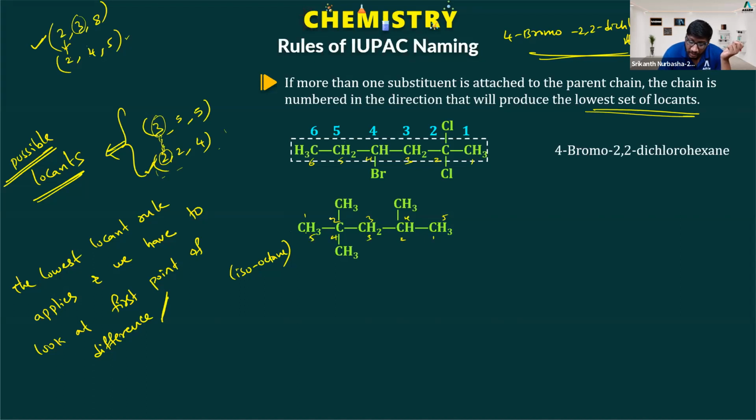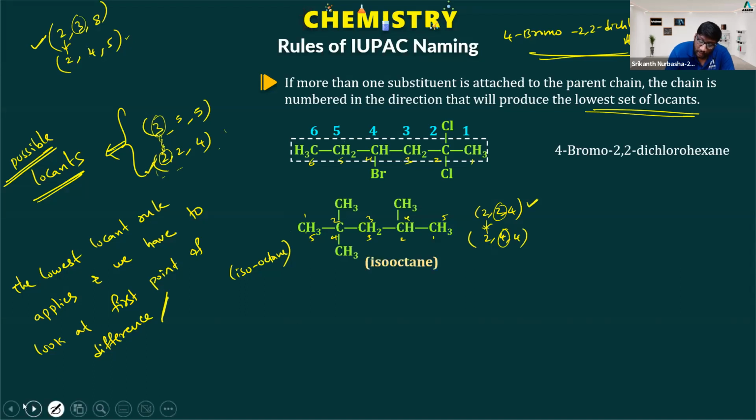If I give in the first fashion, I'm getting 2, 2, 4. In the second fashion, I'll get 2, 4, 4. 2 and 2 are the same, not the first point of difference. 2 and 4 is the first point of difference. So 2 is smaller, so I have to go with this number. Yes or no? So 2, 2, 4 is the correct numbering, not 2, 4, 4. So 2, 2, 4-trimethylpentane. That is the name. Yes or no? All three substituents are methyl groups. That is going to be the correct IUPAC name.